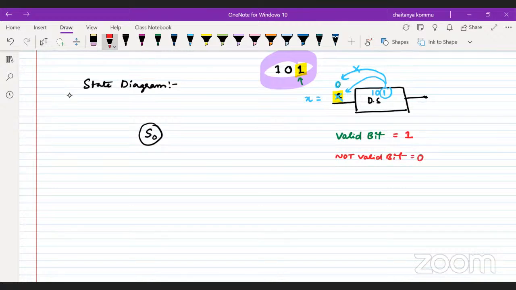For example, I am changing the sequence. For example, I am giving a 100 sequence here. Now I'm applying X here. I'm sending logic 1 the first time. Is it a valid bit in this sequence or not? Anyone from the class? Are you following the class? Valid bit, sir.